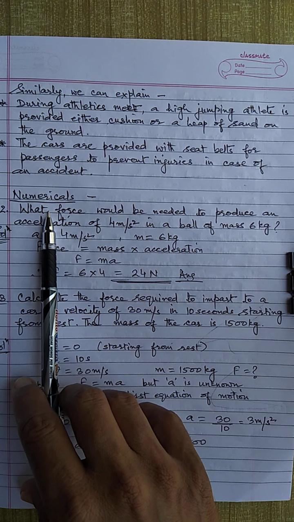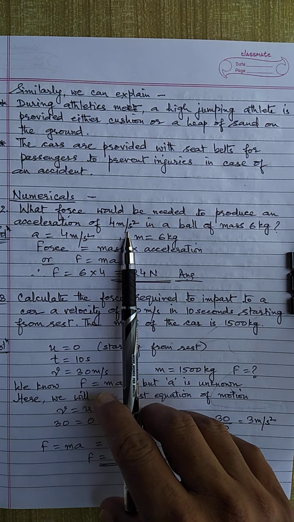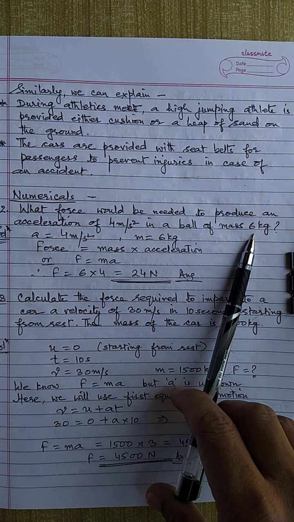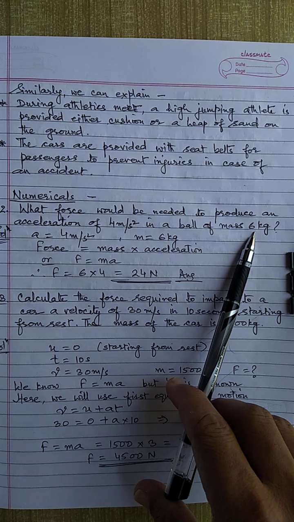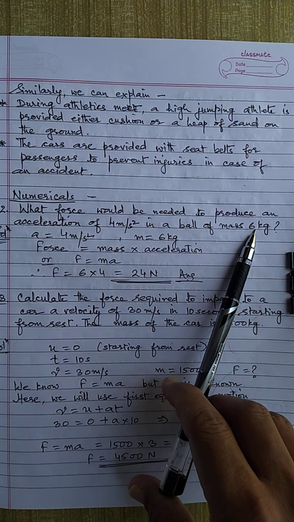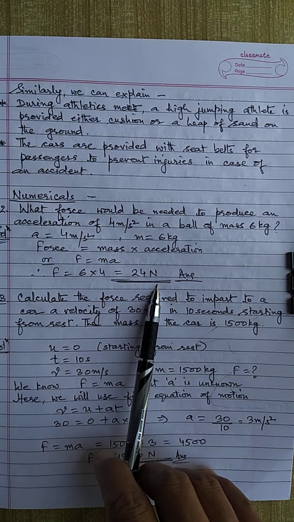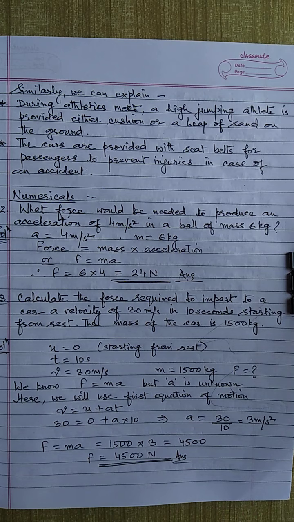Now a few numericals. What force would be needed to produce an acceleration of 4 meter per second square in a ball of mass 6 kg? Acceleration is 4 meter per second square, mass is 6 kg. So force will be mass into acceleration: 6 into 4 is 24. So 24 Newton is the force needed to produce an acceleration of 4 meter per second square.